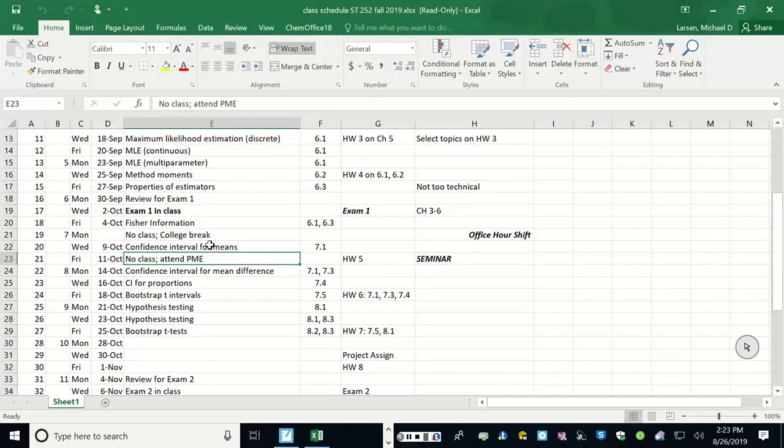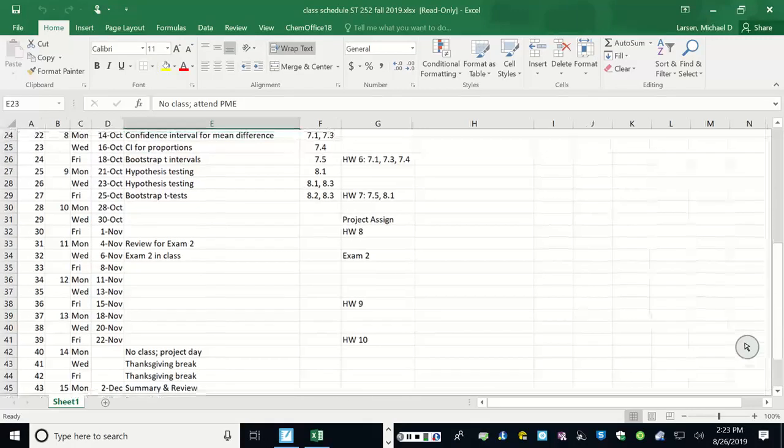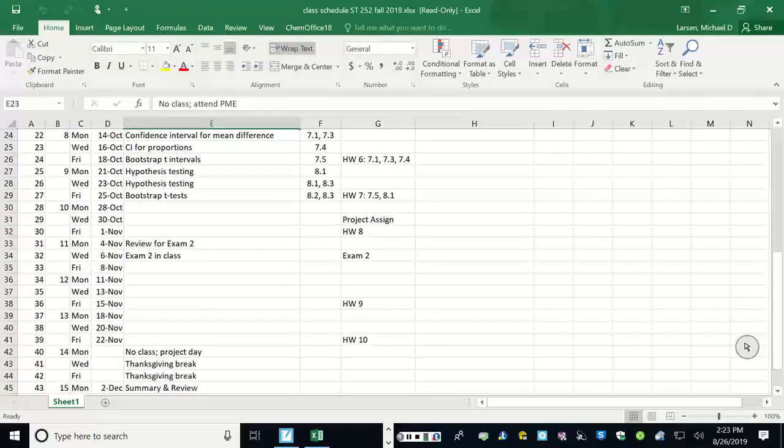Besides missing that one day, I'll be gone that Monday before Thanksgiving, so we won't actually have class that day. But by then you will have your project assigned, probably a data set and things like that. So that would be a very good time to use for doing that.